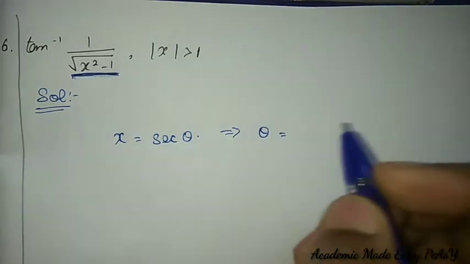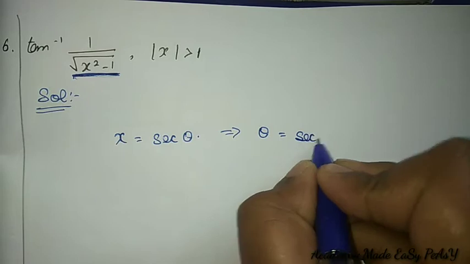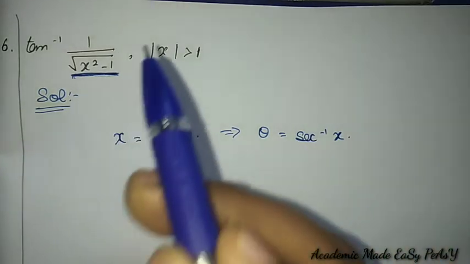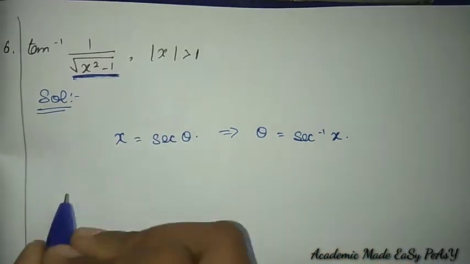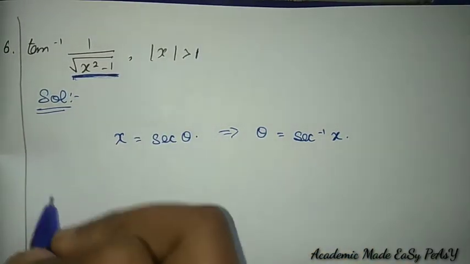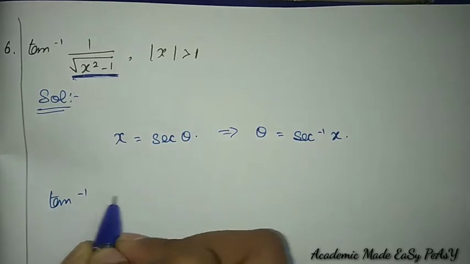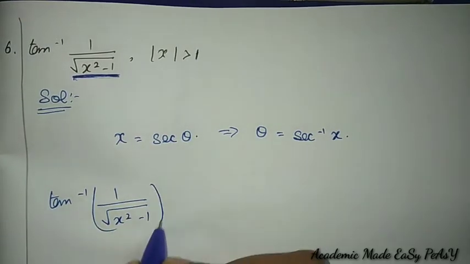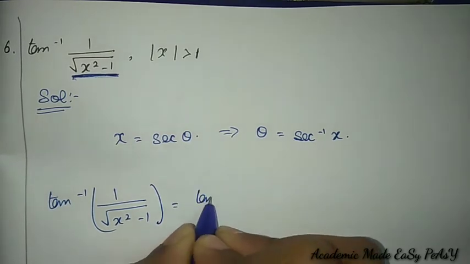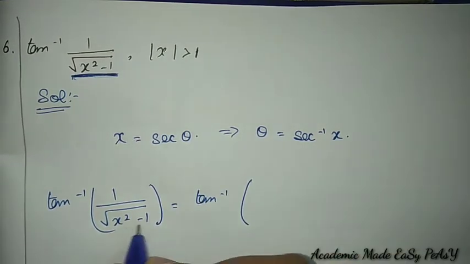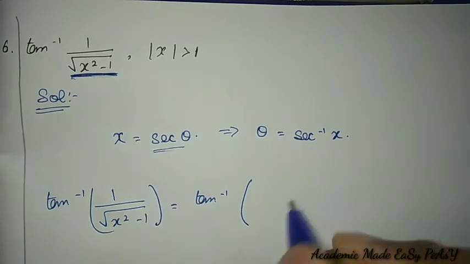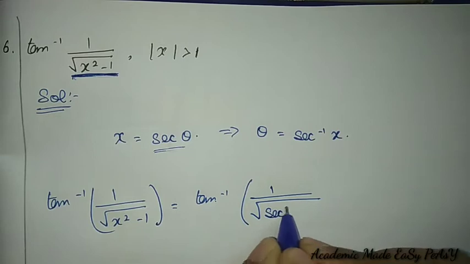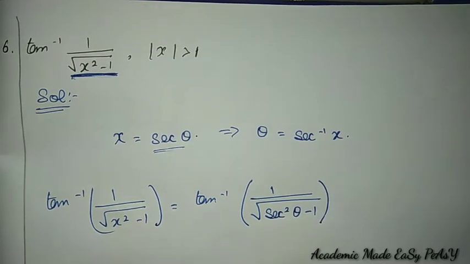As we did for the previous question, this will be secant inverse x. So now we will be substituting in the given equation. Here, tan inverse of 1 by root of x square minus 1 is equal to tan inverse of, in place of x we will be substituting secant theta. So 1 by root of secant square theta minus 1.